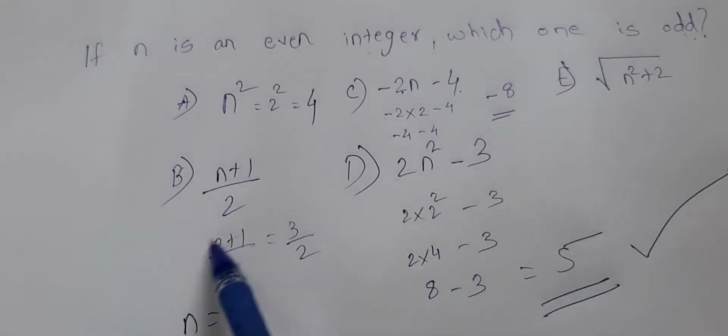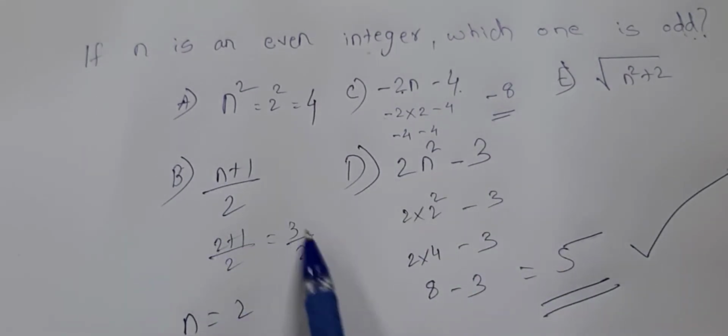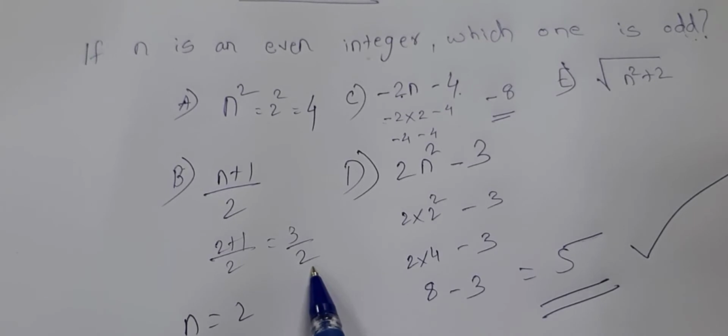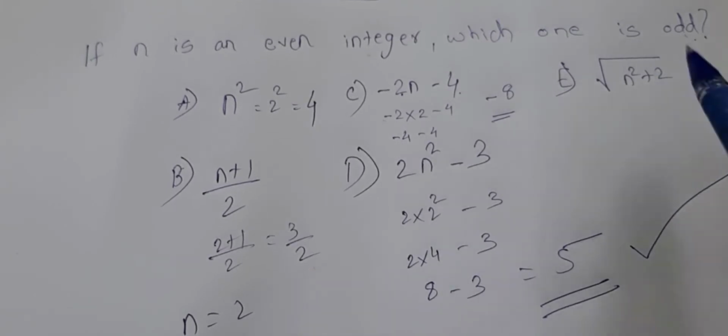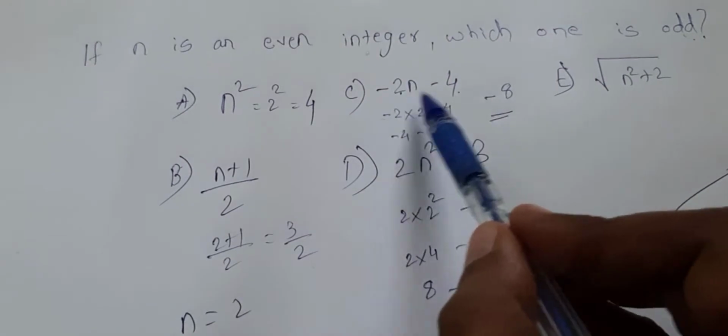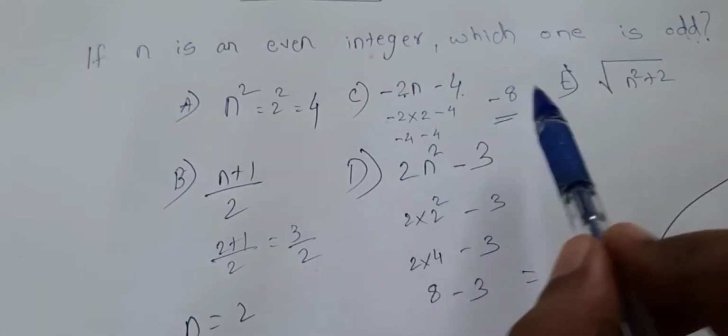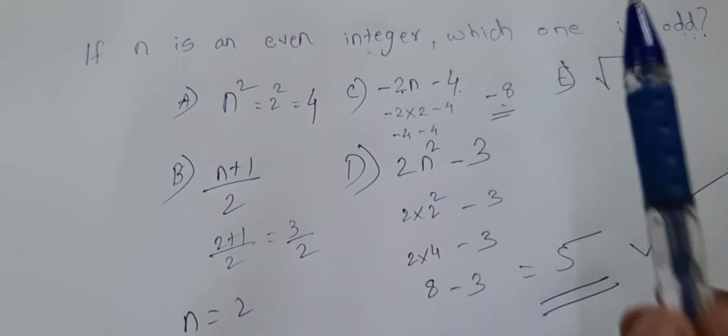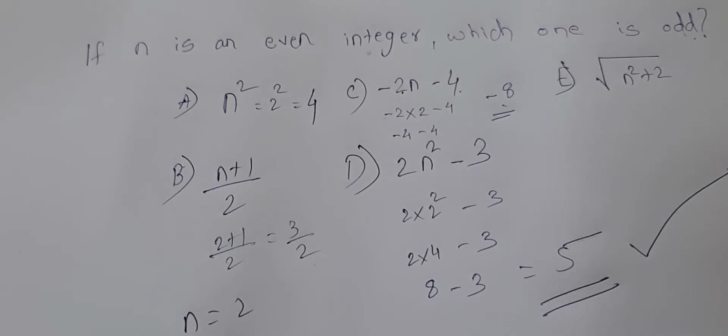Second, (n plus 1) by 2. So (2 plus 1) by 2 is 3 by 2. Now 3 by 2 is a fraction, it is not an integer, and we have to find out which one is odd. So this option is eliminated. Now minus 2 and minus 4. So we substitute it, and it comes out to minus 8. Minus 8 is also an even integer, which is not odd. So we eliminate that option.